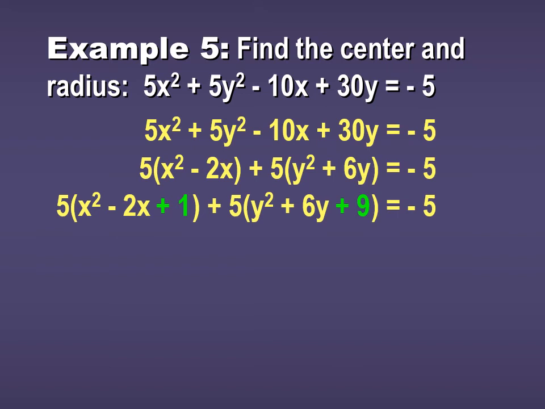And over here, half of 6 is 3. 3 squared is 9. We have to compensate for that 9, but wait, we're not just compensating 9, we're compensating 9 times 5, which is 45. So we would have to add 45 to the other side. So here's our plus 5. We're compensating for the 1 times 5. And here's our plus 45. We're compensating for the 9 times 5.